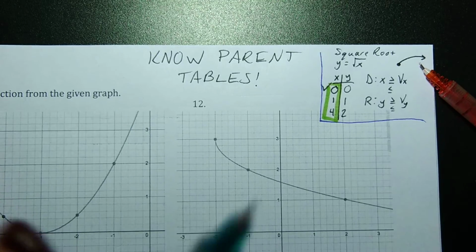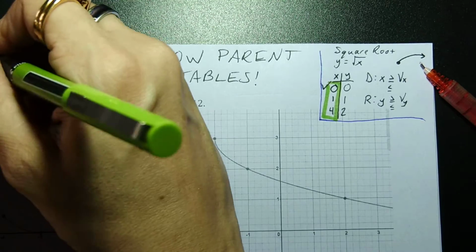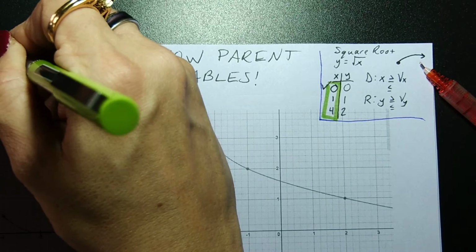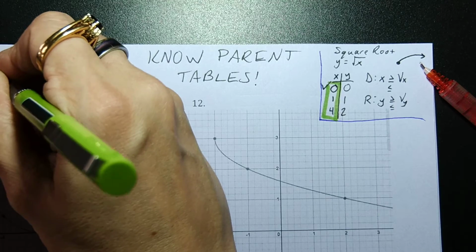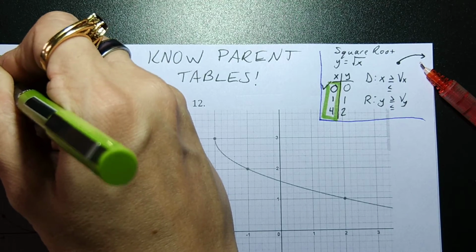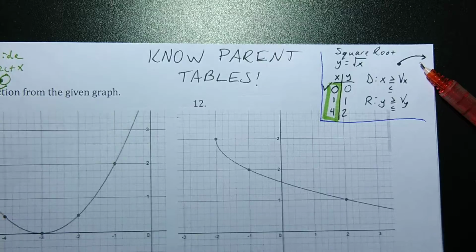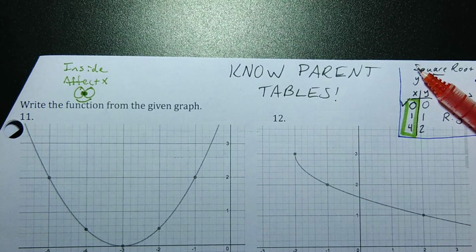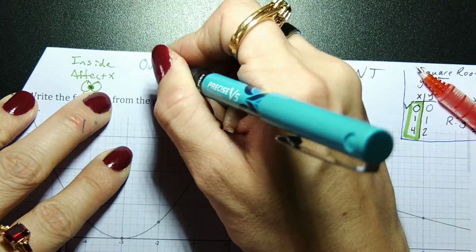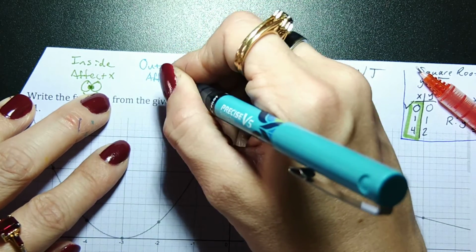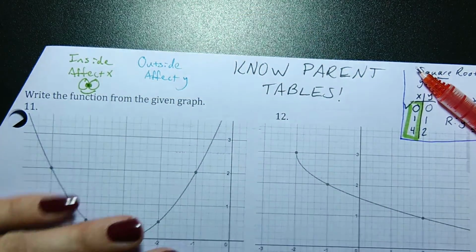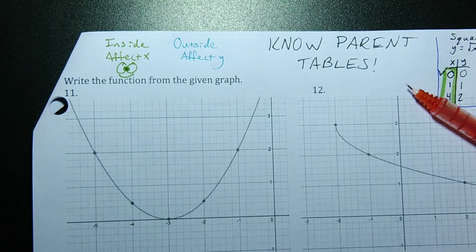So that's where we get into our transformation rules. Inside transformations affect x. And you might want to cross your eyes there because it's those transformations that do the opposite of what we would think in regards to the sign. The outside transformations are the ones that affect y, and those signs are consistent with what we would expect for the sign. So inside transformations, opposite of what we would think. Outside transformations, consistent with the signs.